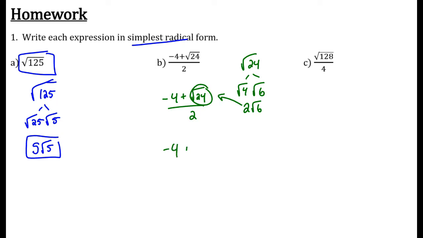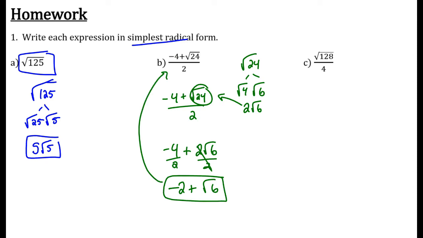So negative 4 plus 2 square roots of 6 all over 2. Now instead of writing all over 2, what we can do now is we can distribute that division and get negative 2 plus the square root of 6. That's equivalent to this monster of a fraction up here.